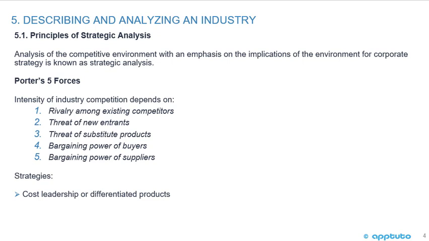This section looks at Porter's 5 Forces, and intensity of industry competition depends on 1, rivalry among existing competitors, 2, threat of new entrants, 3, threat of substitute products, 4, bargaining power of buyers, and 5, bargaining power of suppliers. And the strategies are cost leadership or differentiated products.